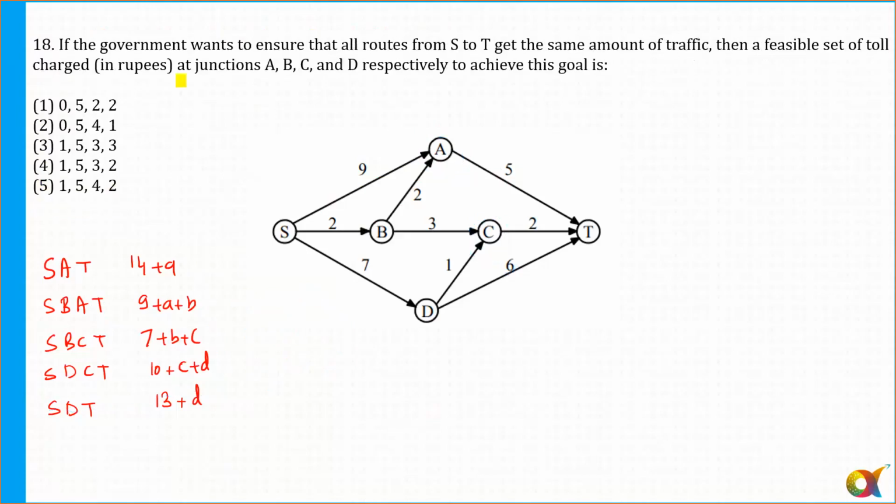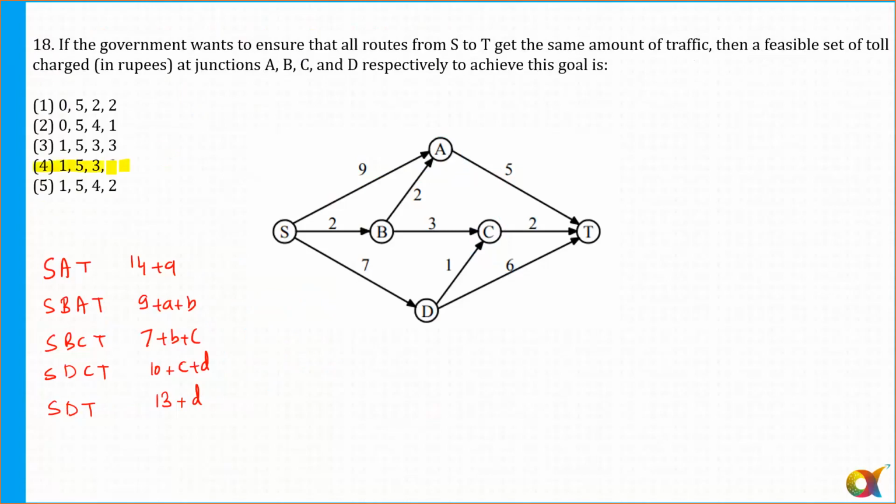Now question 18. If the government wants to ensure that all routes from S to T get the same amount of traffic, so S to T, all the routes should get the same traffic, then what is a feasible set of toll charges at junctions A, B, C and D to achieve this goal? So S to T, we need an equal amount of traffic. So again, work with the help of options, and I think the answer will be option number 4.